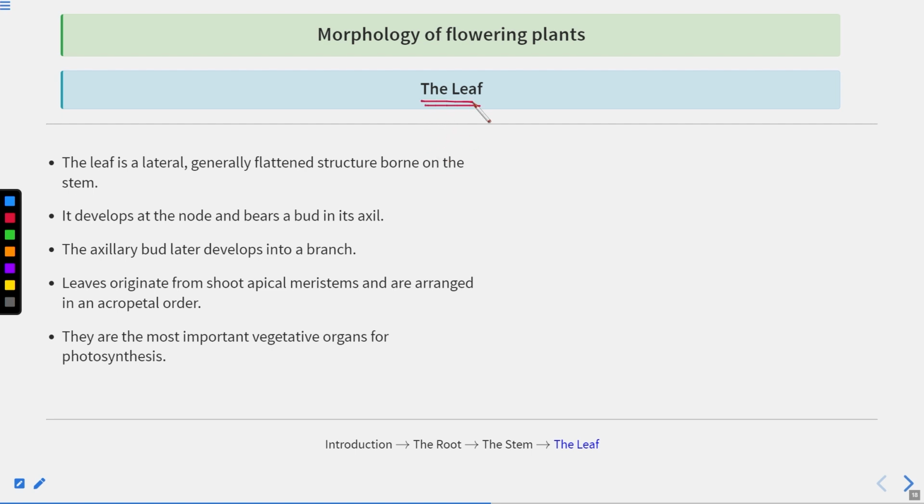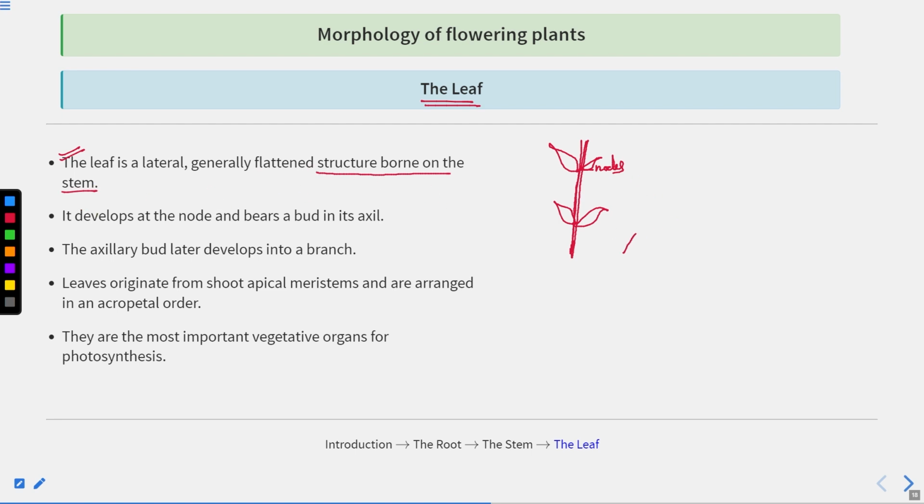Okay. So the leaf is a lateral, generally flattened structure born on the stem. So where the leaves are born, suppose this is the stem, right? On the stem, we have two regions, that is the nodes and internodes, right? So suppose these are the two nodes. Okay. So here we are having some adnodal. Okay. So they are generally flattened structures born on the stem.